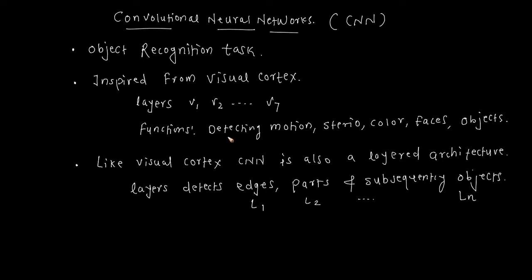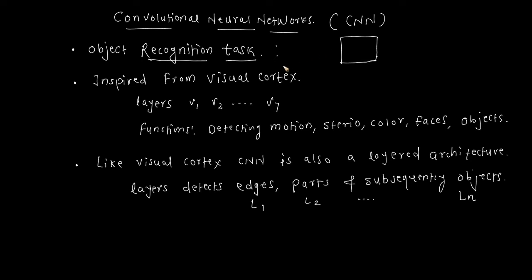So convolutional neural networks are also called CNNs. These CNNs are especially designed for the task called object recognition. So what is an object recognition task? Given an image, let's say we are given this image. We are asked to find whether the image contains an object like a cat, a dog, or a human face. Such a task is called an object recognition task.